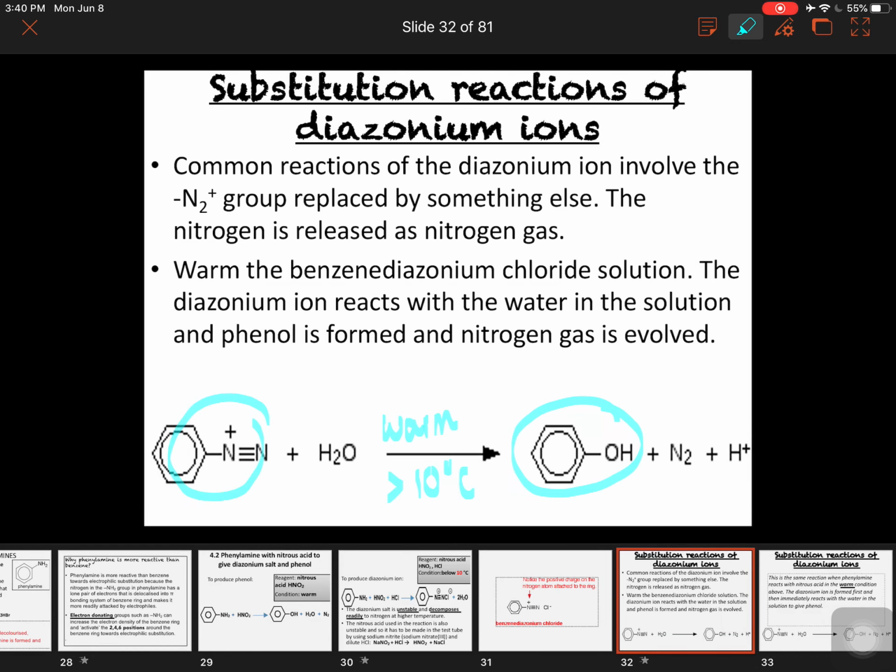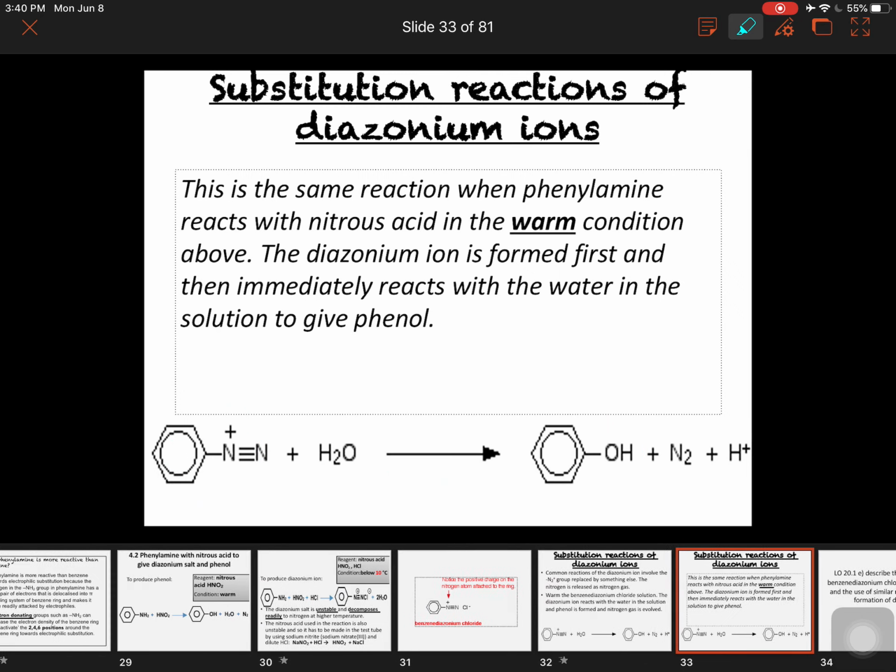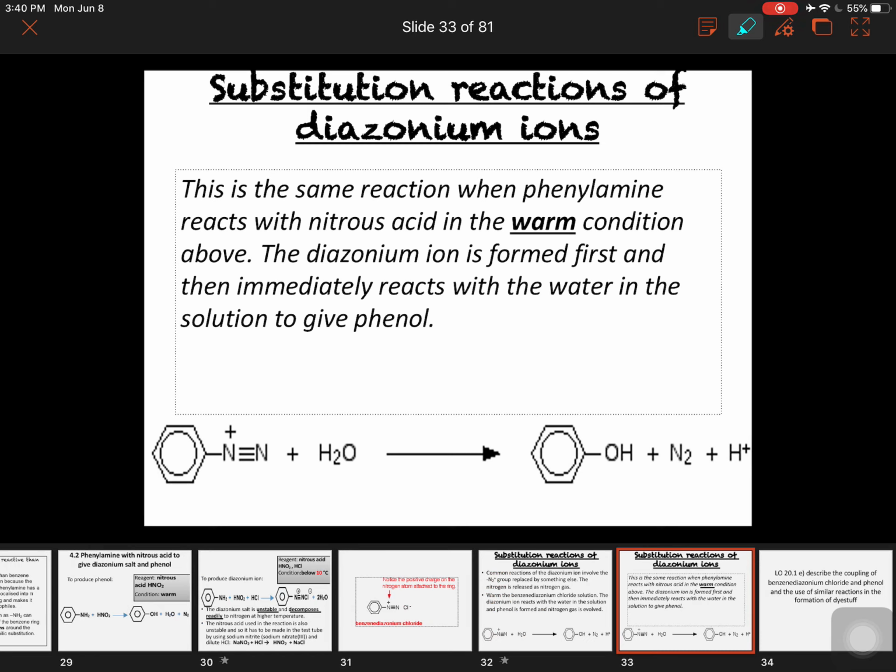So what happens? You then warm the benzene diazonium chloride solution. The diazonium reacts with the water in the aqueous solution, and the phenol is formed and nitrogen gas is evolved. Okay, so basically that's just showing you how benzene diazonium decomposes. This is the same reaction when phenylamine reacts with nitrous acid in the warm condition above. The diazonium ion is formed first and then immediately reacts with the water in the solution to give phenol.